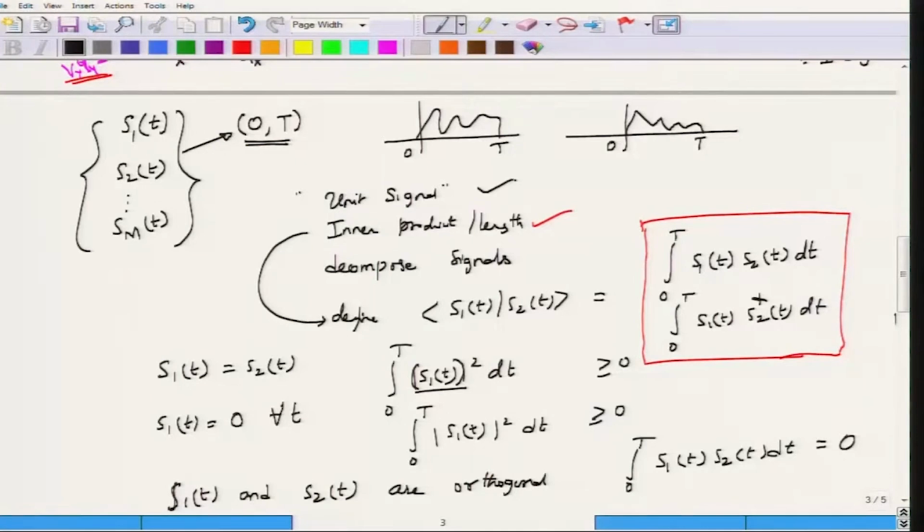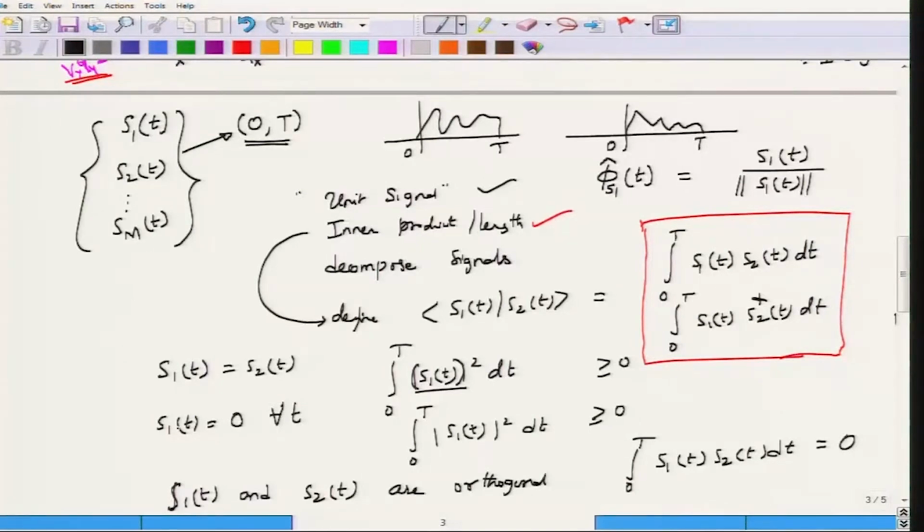Why? If I want to find the unit signal along S1, let me denote that one as phi S1, and this of course has to be a function of time t. Because this is a unit signal, let me put down a hat over this. If I want to find this, I take this signal S1 of t and divide that signal by its length.